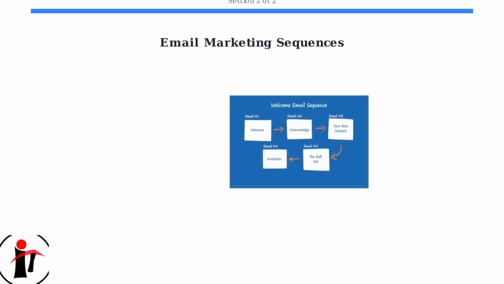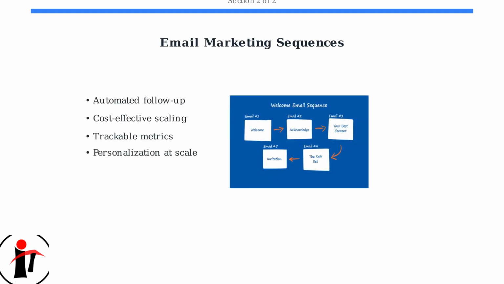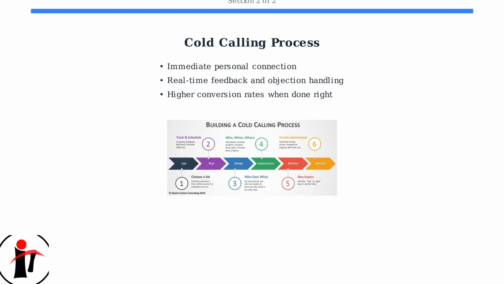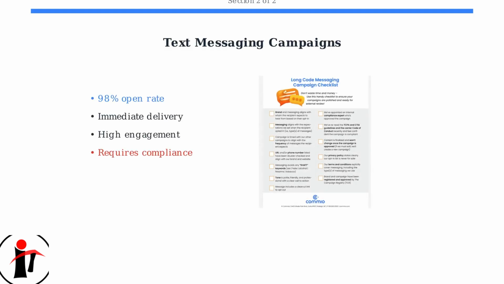Email marketing allows for automated sequences and personalized messaging at scale. A well-crafted welcome sequence can nurture leads and build relationships with potential cash buyers over time. Cold calling provides immediate, personal connection with cash buyers. A structured process with clear expectations and proper tools can significantly improve your success rates and build valuable relationships. Text messaging offers immediate delivery and high open rates. However, it requires careful compliance with regulations and should be used strategically as part of your overall outreach mix.